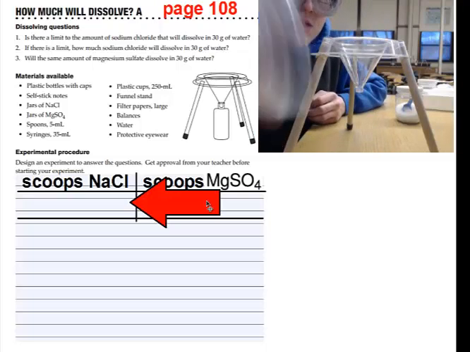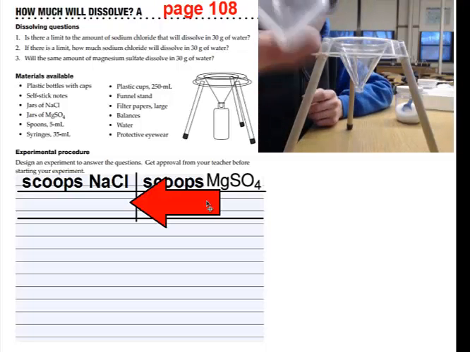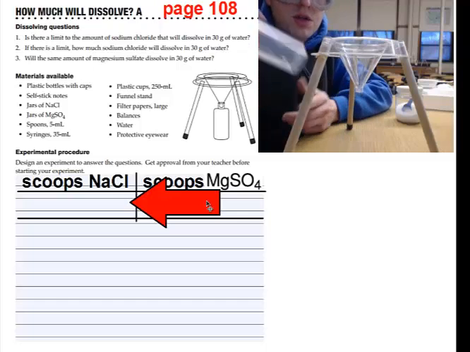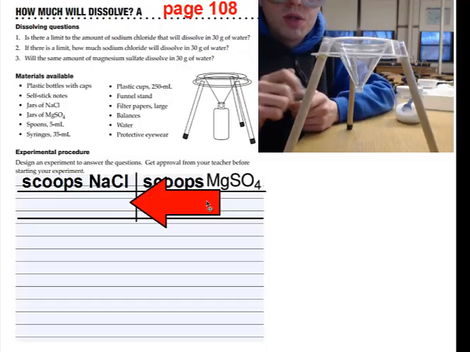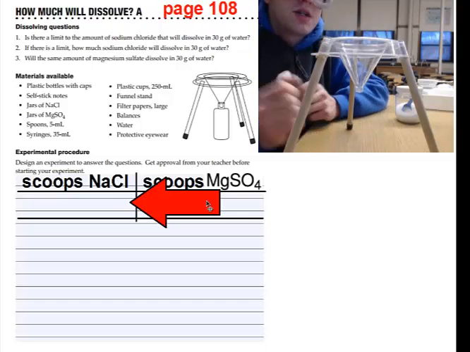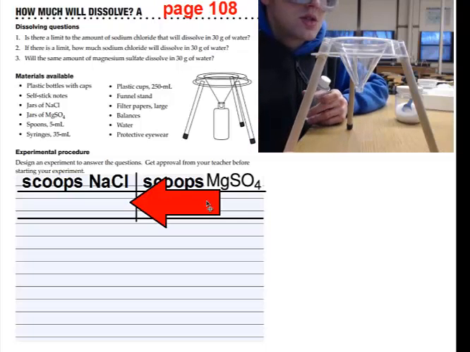By saturated, we mean you can't get any more sodium chloride to dissolve. You'll notice at the bottom of the bottle will be little pieces of sodium chloride that are not dissolved. And that's when you know the solution is saturated. So keep track of the scoops, how many scoops it takes to saturate the liquid.